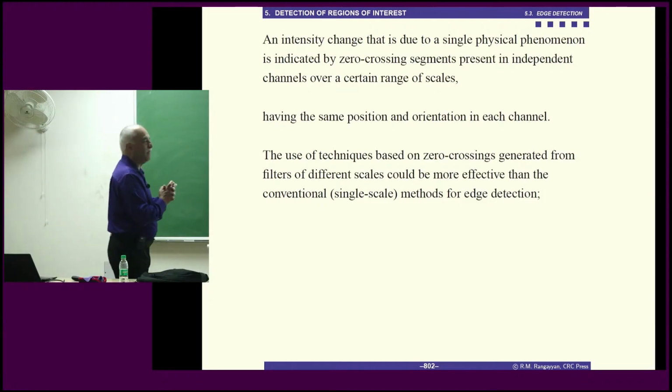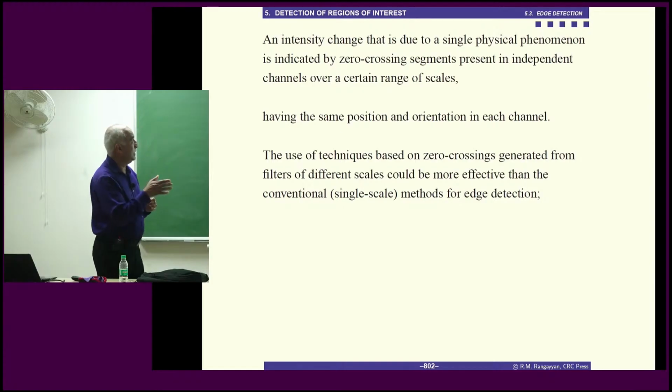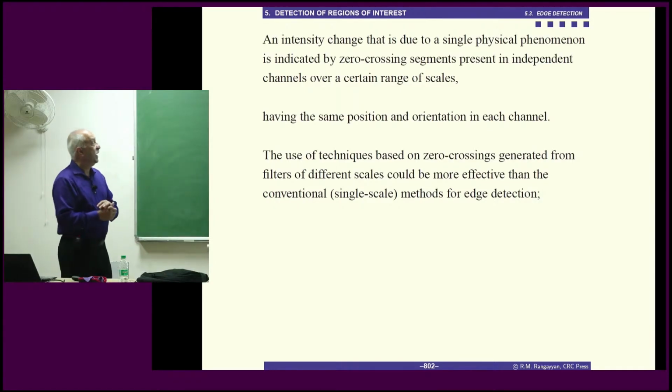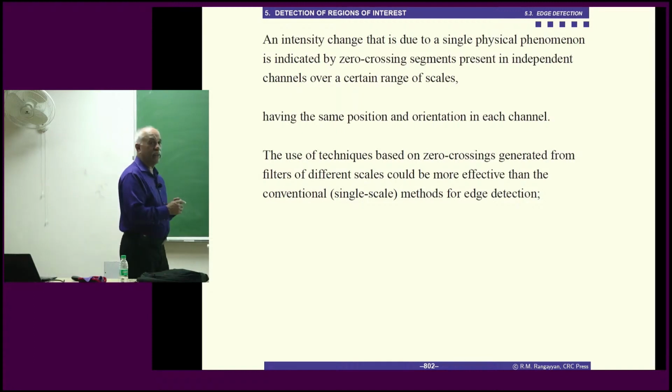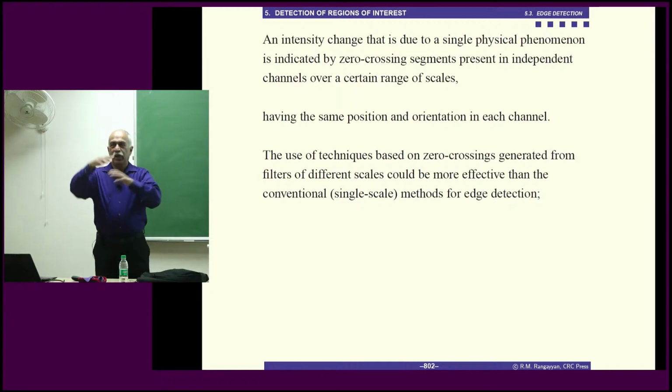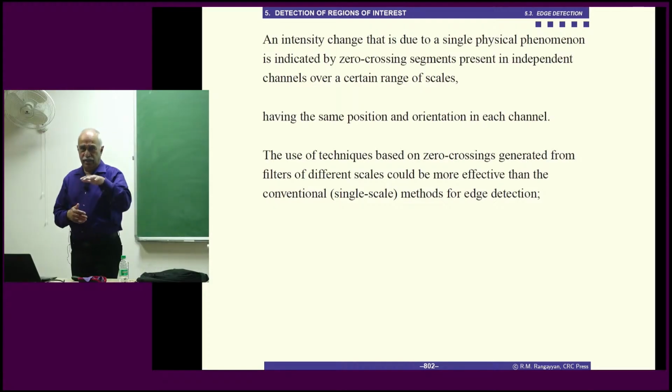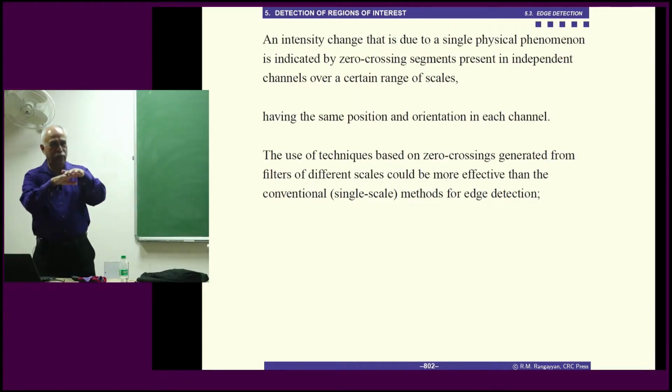So a single physical phenomenon, you can interpret it as a single real object, not noise. There are zero-crossing segments. They could be broken due to noise or some artifacts in an independent channel. Channel means different scales, and over a certain range of scales. Beyond that and before that, they could be not present. Noise, after some level, will go away. As you saw, small things disappear.